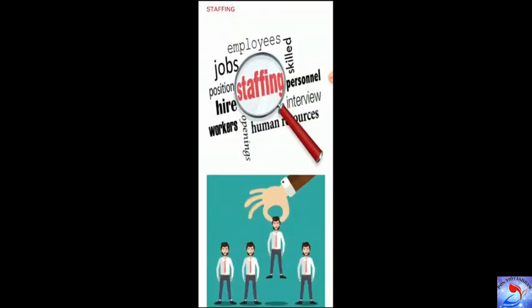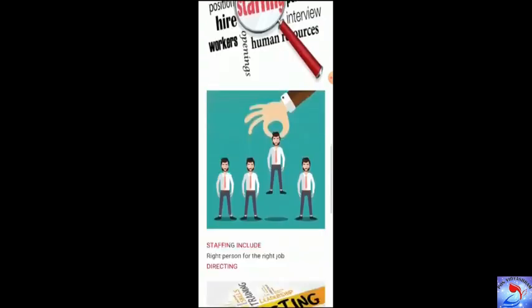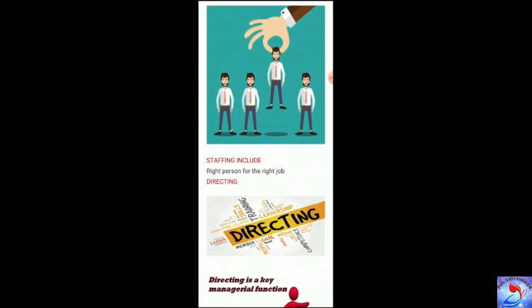Third function is your staffing. What is staffing? Staffing means filling up various jobs in the organization with competent personnel. That means the vacancy must have arisen. You have to fill up a good personnel with a good knowledge and a trained person. Look at the diagram. What does this diagram say? Choosing the right person for the right job, which is the most important task of staffing. You have to select the right person because selecting the right person will lead to efficiency and effectiveness.